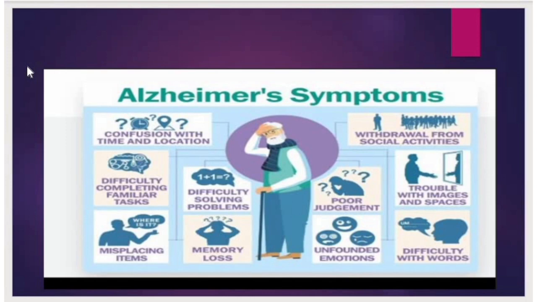Now, this is diagrammatic representation of the symptoms of Alzheimer's. The patient is least oriented in time and space. He finds difficulty in completing his tasks. He has difficulty in problem solving. He misplaces his things all the time. There is a memory loss. There are unfounded emotions, and he finds difficulty in finding words. He's poor in judgment, and he has got agnosia. He fails to recognize himself in the mirror, and there's withdrawal from social activities.